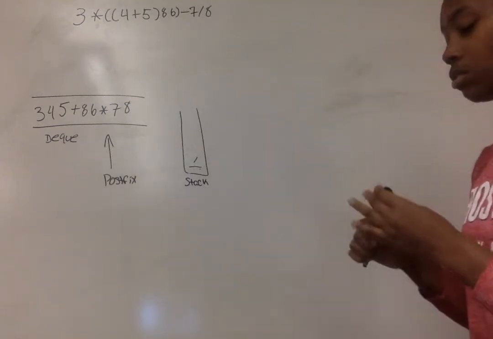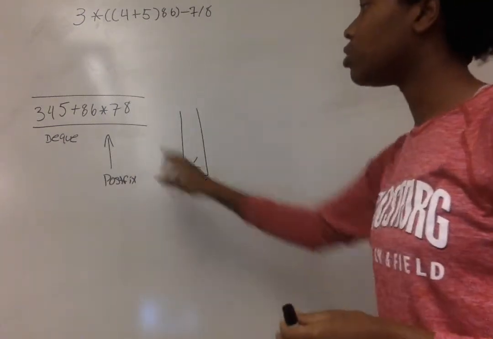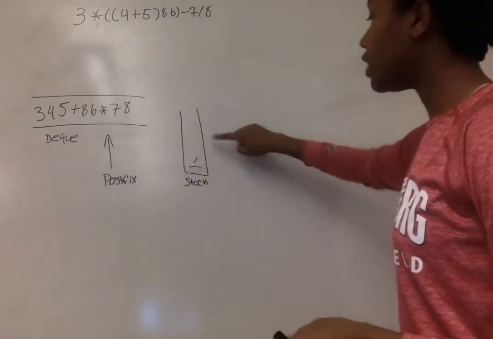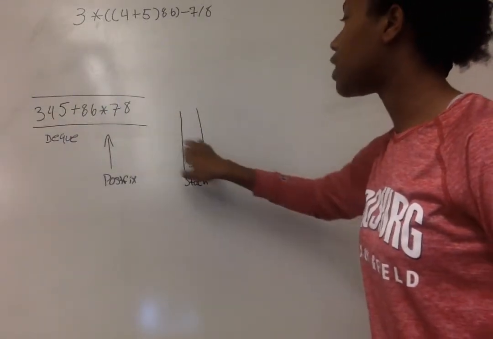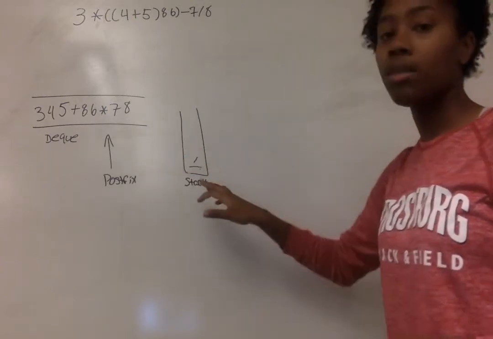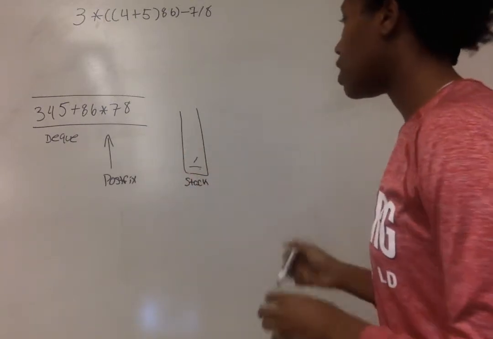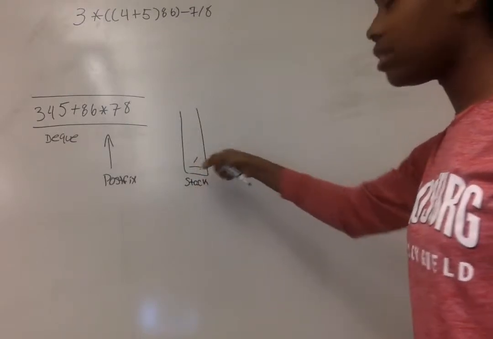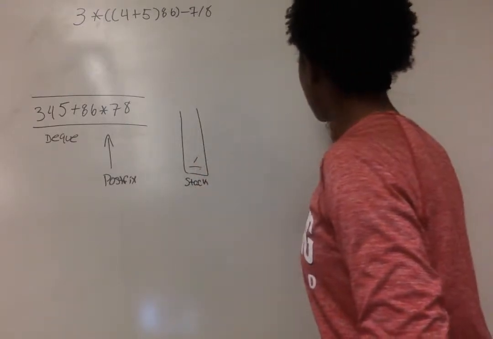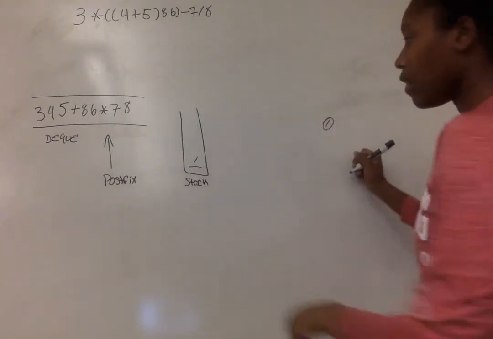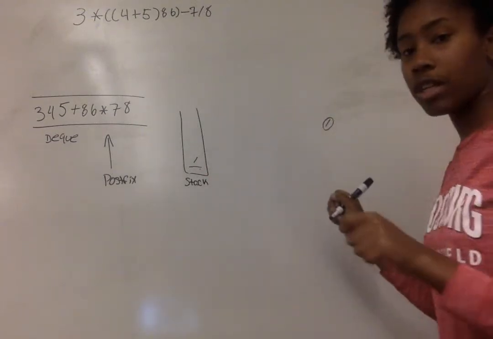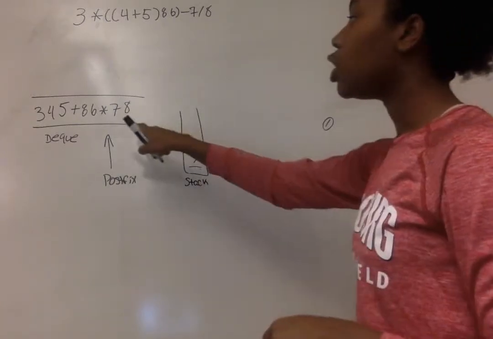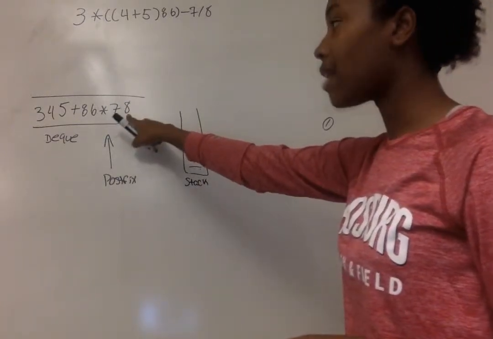So the rule is, all these are characters. Once you start taking these characters out of the deck, they become nodes. In the stack, they become nodes. So you start with the top of the stack first, which is the division sign. Me putting a circle around it makes it a node. So this is the division sign.